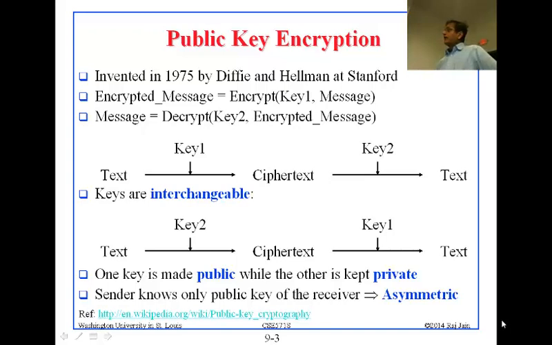Either key can be used to encrypt. Whichever key you use to encrypt, the other key can be used to decrypt. And the third property is that one key is made public while the other is kept secret. So one key you can put on your website and say, here's my public key, and then you will see how people can use it to send text to you, and then basically only you can decrypt it. The other is private, so that other one nobody knows. The sender knows only the public key of the receiver. So when you want to talk to somebody, you just need to know their public key, not the private key.